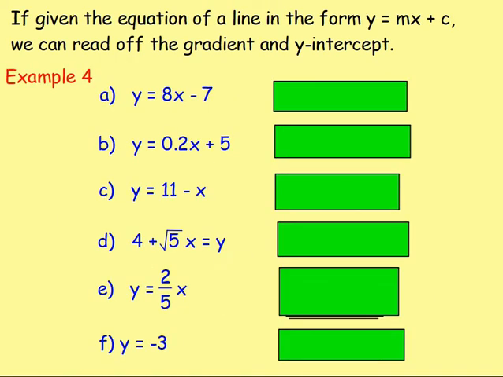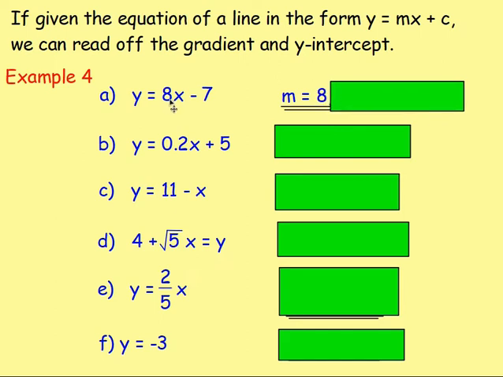So, if we are given the equation of a line in the form y equals mx plus c, we can read off both the gradient, woo, and the y-intercept, woo. So, for the fourth example, let's state both the gradient and the y-intercept of these six lines. So, we have y equals 8x take away 7. First of all, what is the gradient going to be? Well, the gradient is going to be represented by m, and m is really what's in front of x in y equals mx plus c. So Samir, what would it be here?